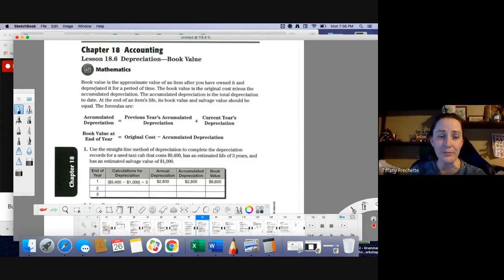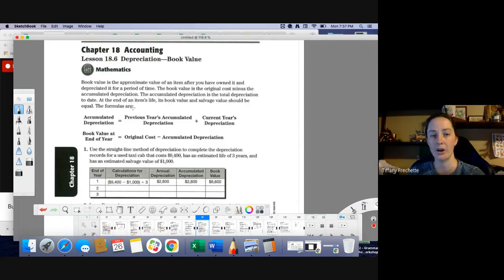All right. So book value is the approximate value of an item after you have owned it and depreciated it for a period of time. The book value is the original cost minus the accumulated depreciation. The accumulated depreciation is the total depreciation to date. At the end of an item's life, its book value and salvage value should be equal.